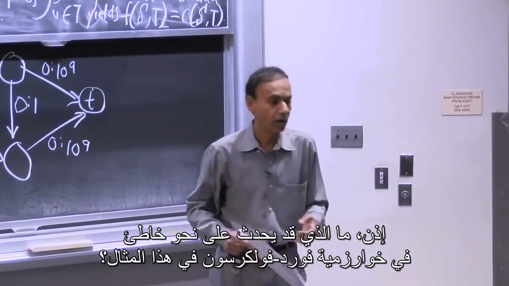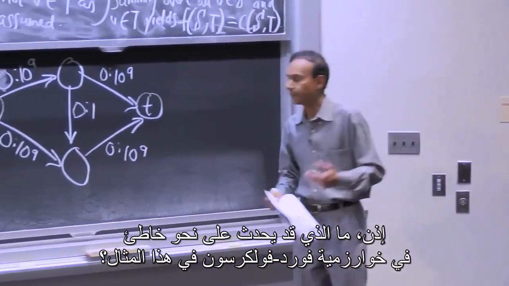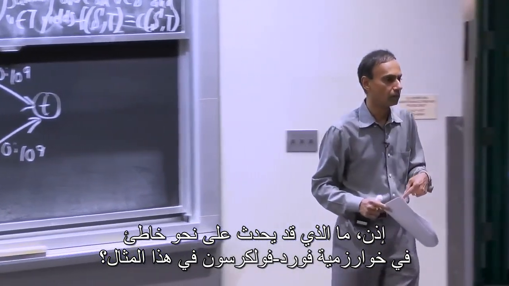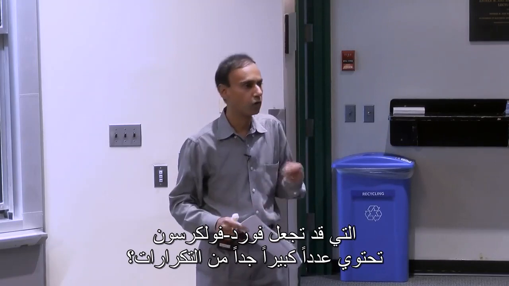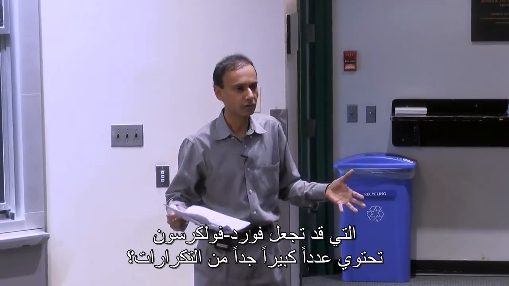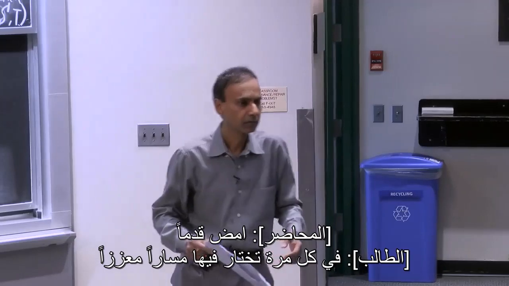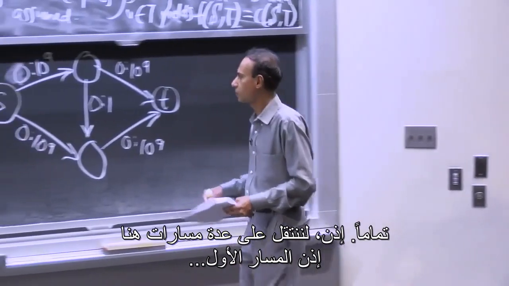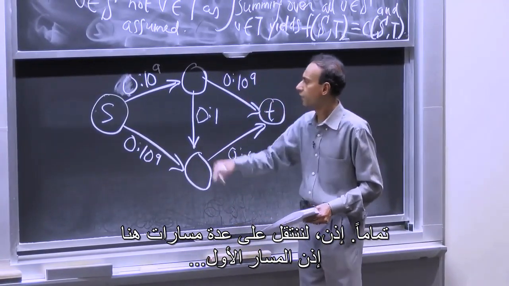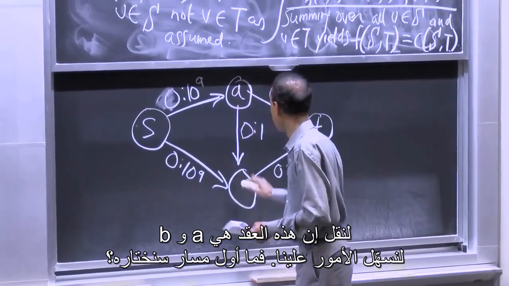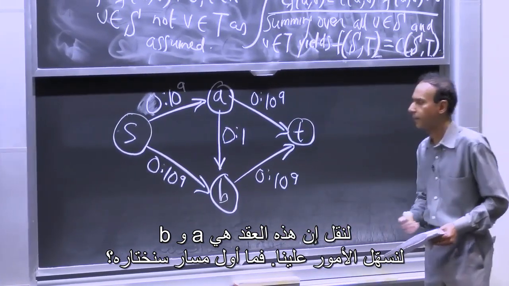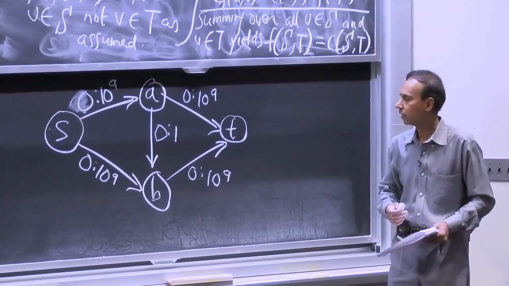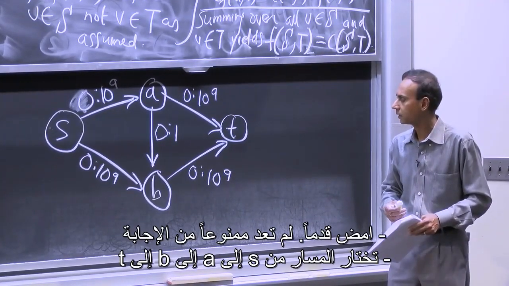So what could go wrong with Ford-Fulkerson on this example? What selection strategy corresponding to the augmenting path could cause Ford-Fulkerson to have a huge number of iterations? Go ahead. Each time you pick an augmenting path, you pick one that goes to the center. Exactly. Let's walk through a couple here. For the first one, let's just say this was A and B to make it easy. What's the first path that we pick? You pick S to A to B to T.